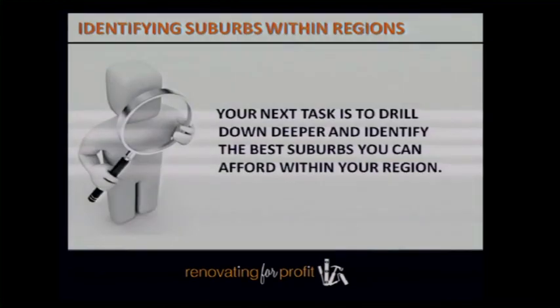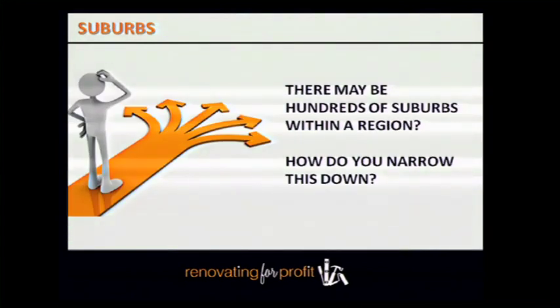Okay, so once you've selected the region, what you need to do now is try and identify 1 to 3 target suburbs within that region. So how do you do that? How do you narrow it down? Because reality is you might be focusing on a region that has 500 suburbs.